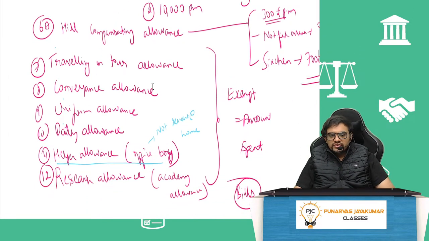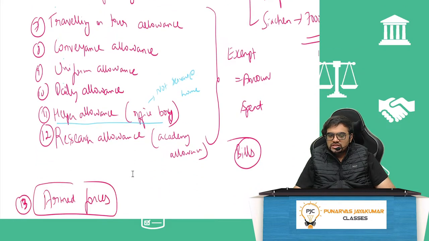Apart from that, all these other things: traveling on tour allowance, conveyance allowance, uniform allowance, daily allowance, helper allowance. Helper allowance means office boy, not servant at home, mind you. A servant at home will be fully taxable; it will become a perquisite. This is for the office boy. And research allowance, it's called academy allowance. All these are exempt only to the extent of the amount that has been spent. Nothing else. You should give bills for all these things.